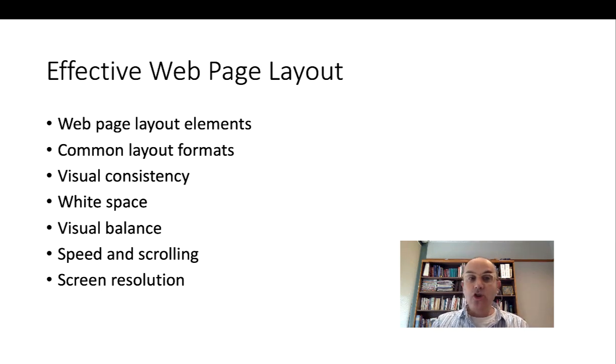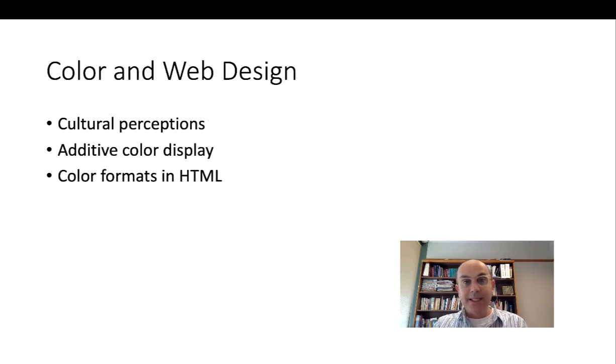One of the things that I need to talk about is the efficiency of web page layout. And web page layout has elements, as we learned about cascading style sheets at the beginning, and about a framework after that, but we need to talk about common layout formats. We need to talk about white space, which you need to have so that the user is able to understand what's going on, and to have a visual balance in order for you to see and experience the layout.